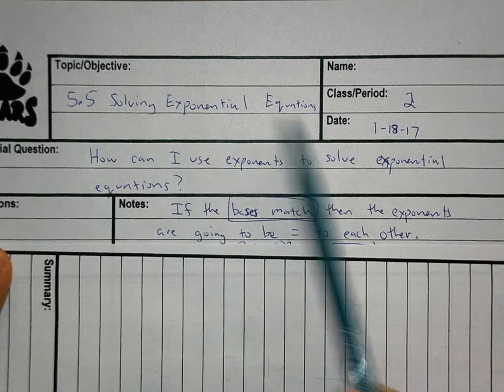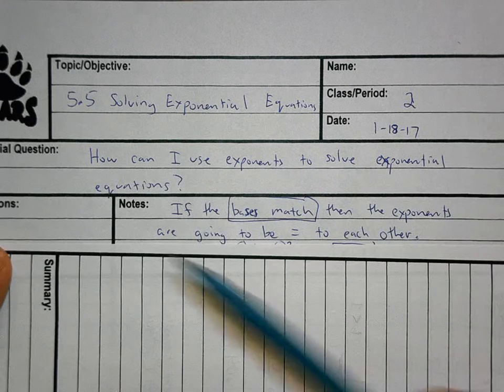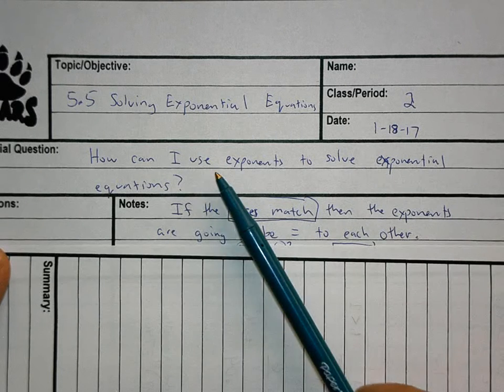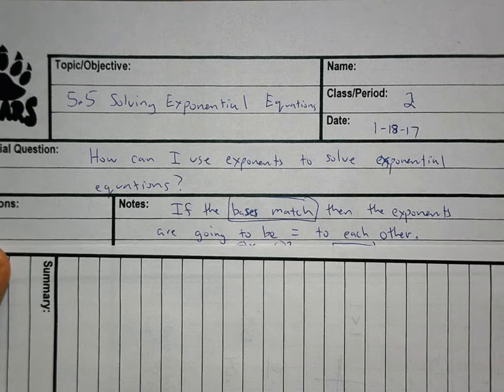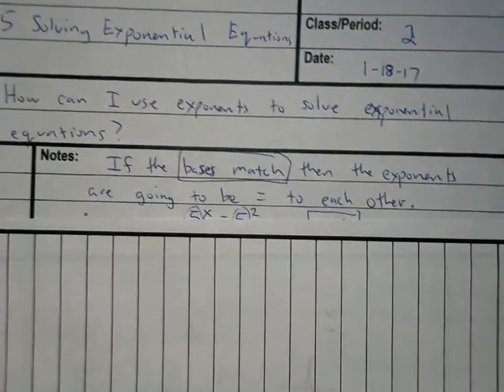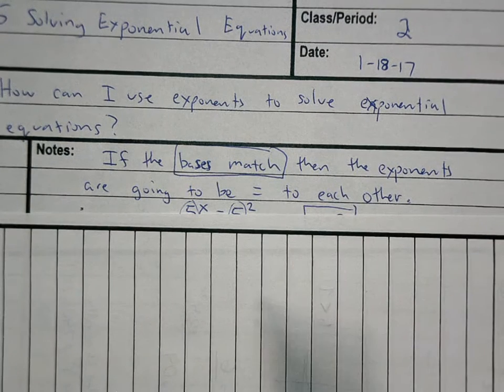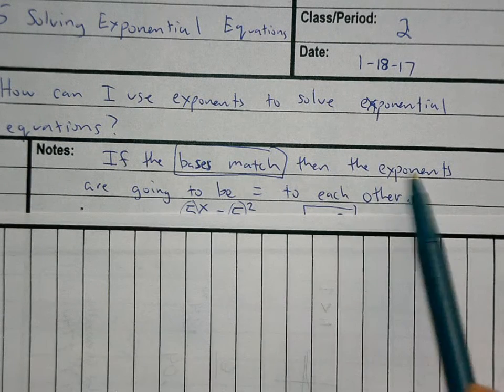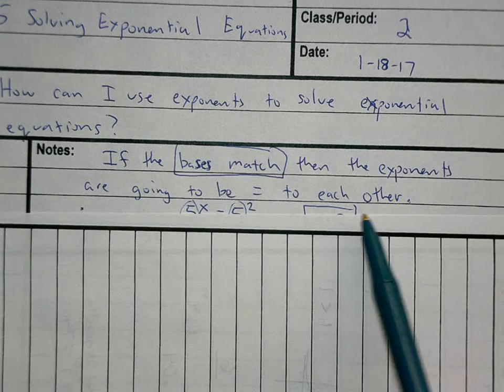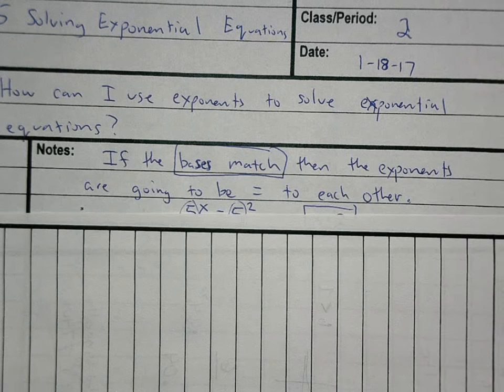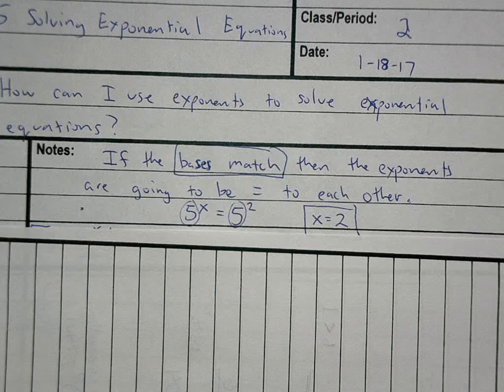5.5 is on solving exponential equations. You're going to learn how to solve equations that have variables in the exponents. So the first thing that I have us writing down is this. If the bases match, then the exponents are going to be equal to each other. Let me show you what I mean.